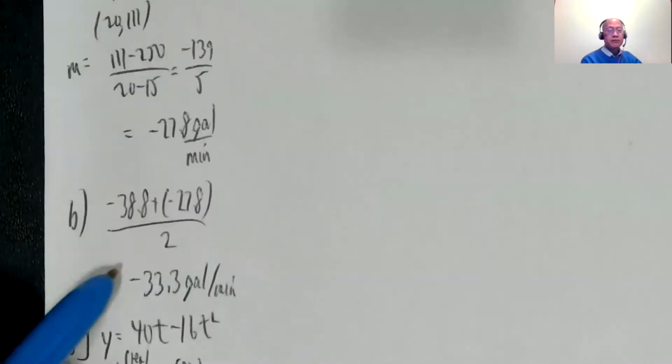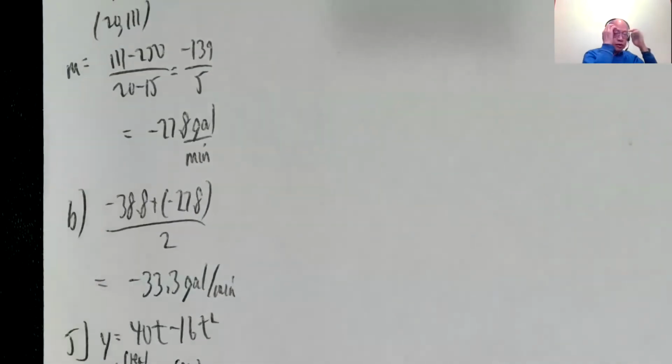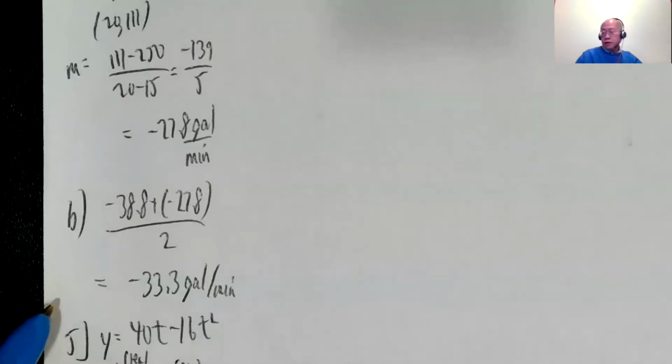B, they told us to average the two. So the average of negative 38.8 and negative 27.8, divided by 2, is negative 33.3 gallons per minute. Here's the picture for number 1.